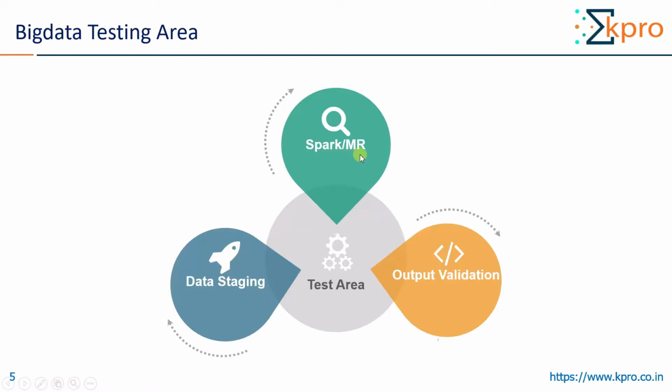In Spark and or MR, the actual business logics are implemented for processing. So ensuring whether all the requirements are implemented is important. And finally, in the output validation, the data output from Spark and MR are validated, and they are checked whether the requirements are properly followed or not.